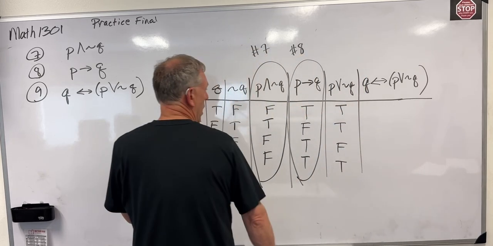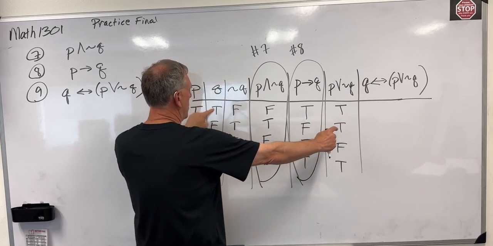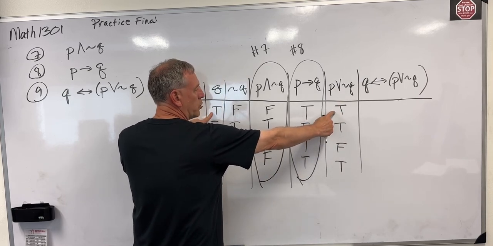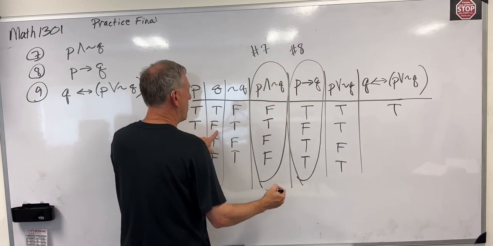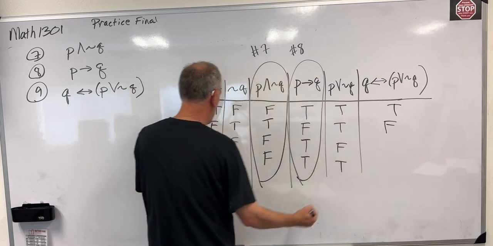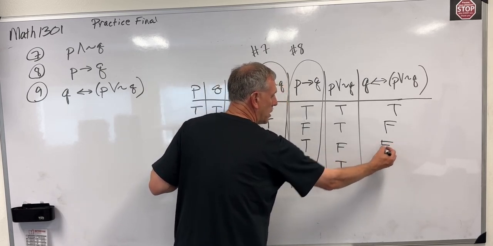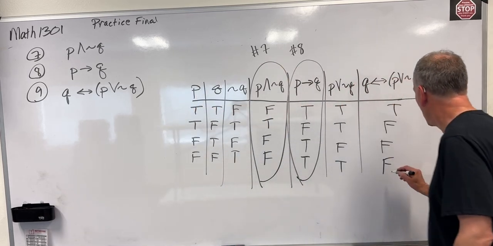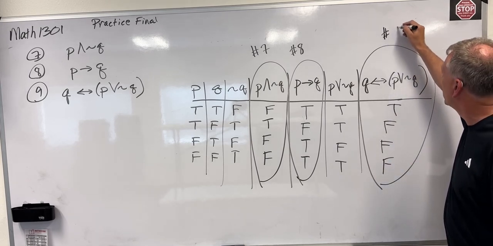We're going to compare this column here, Q, with this column here. So the first one is true, true. They match. So that's true. The second one, we have false, true. They don't match. That's false. The next one we have true, false. They don't match. And the last one is false, true. They don't match. So only one of those rows works for number 9.